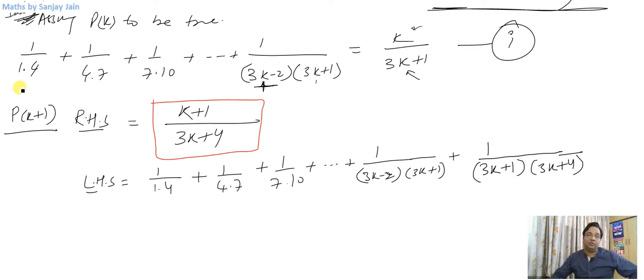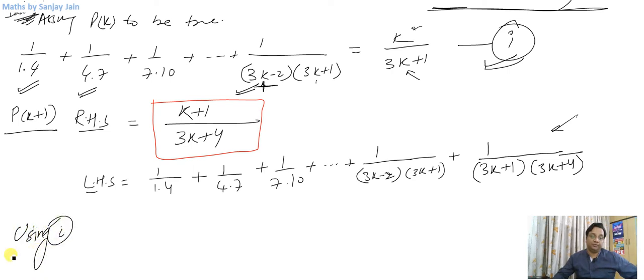Because you know when n is equal to 1, you have 1 upon 1 into 4. N equal to 2, you have 1 upon 4 into 7. N equal to k, you have this. For n equal to k plus 1, you will have this term. So this is the left hand side of p of k plus 1. I'll use this to prove that p of k plus 1 is true.